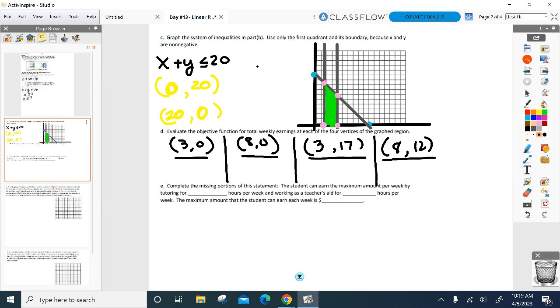All right, go ahead and find your z's if you haven't already. Go back to your objective function. Plug in x and y, and let's see the max amount of money we can make doing this, and how many hours of each.